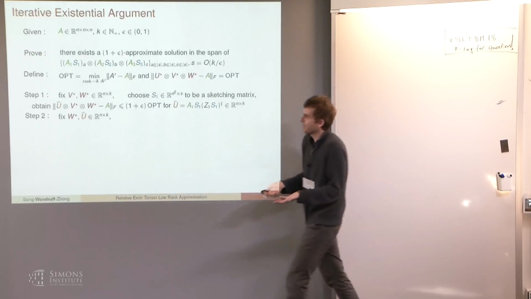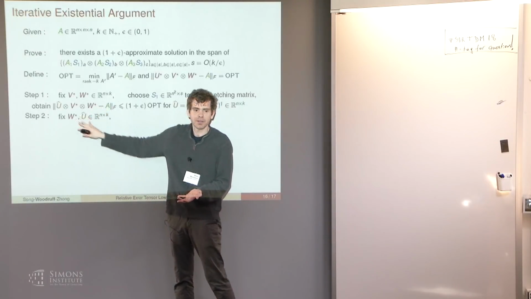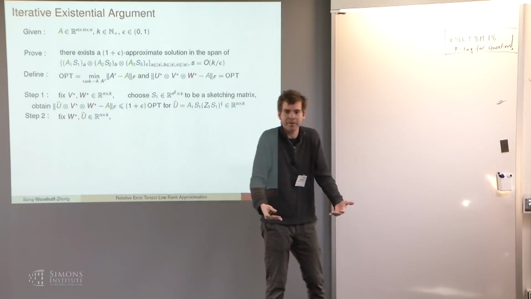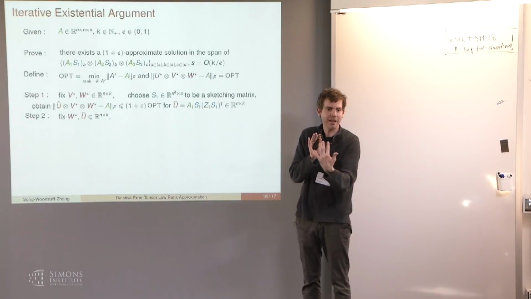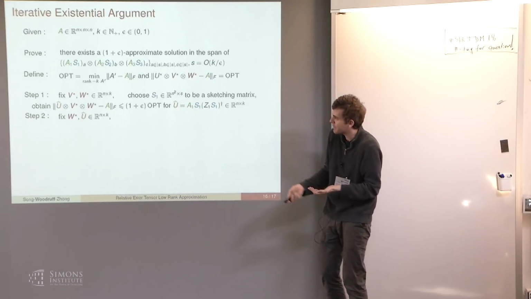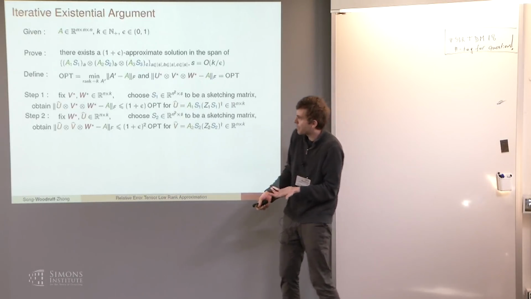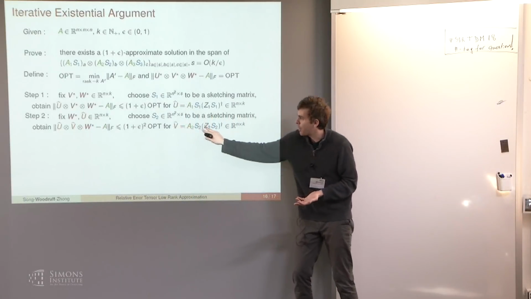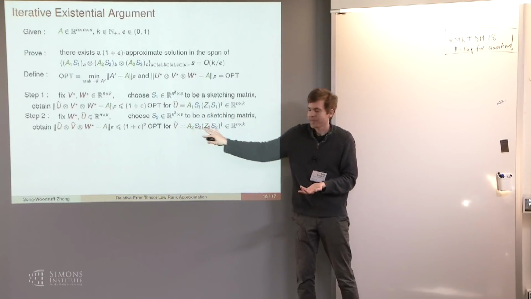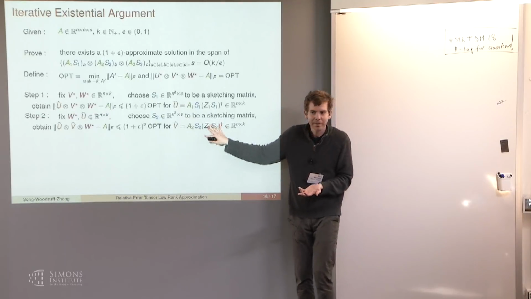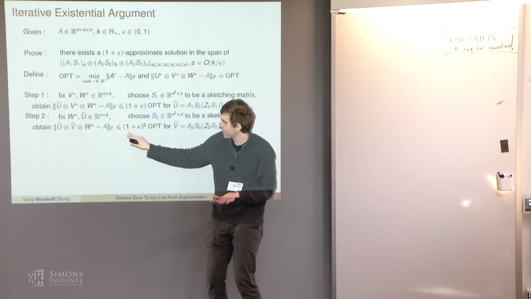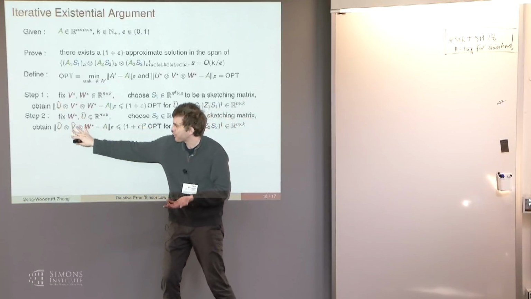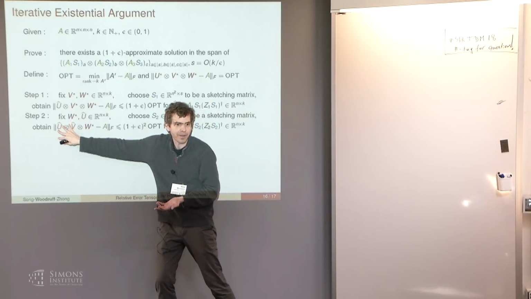So now let's fix W star and U hat and carry through exactly the same argument. Let's flatten in the second dimension and sketch, let's do A2 and sketch that down. And going through exactly the same argument, you'll find a V hat. So that V hat is in the column span of A2, S2 times something you don't know. And now the approximation is 1 plus epsilon squared because V hat is found with respect to U hat, which you already found. It's iterative.